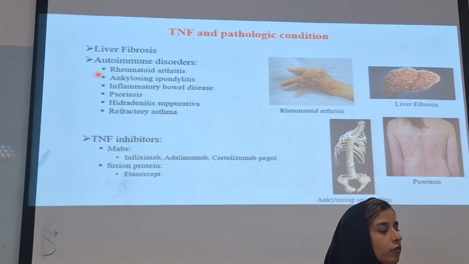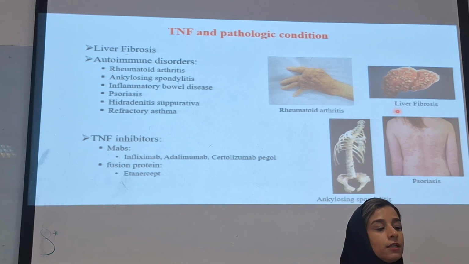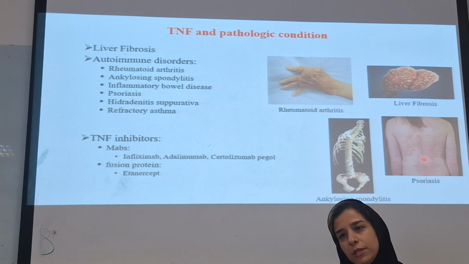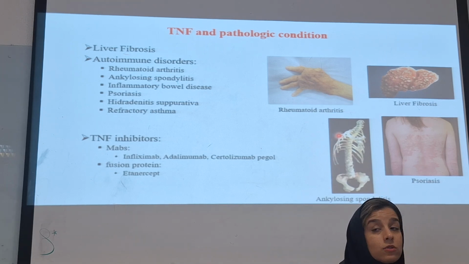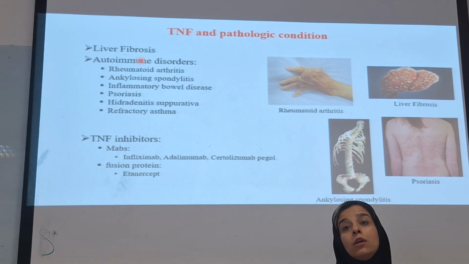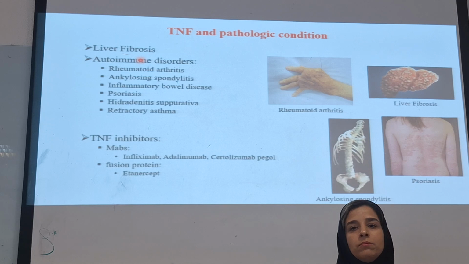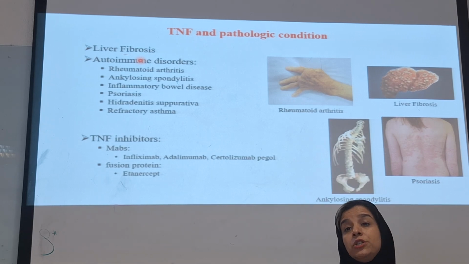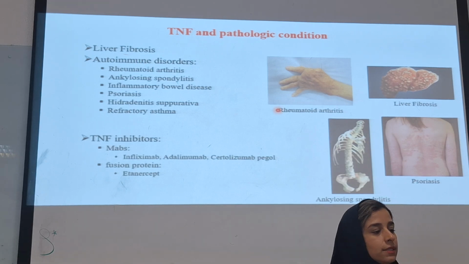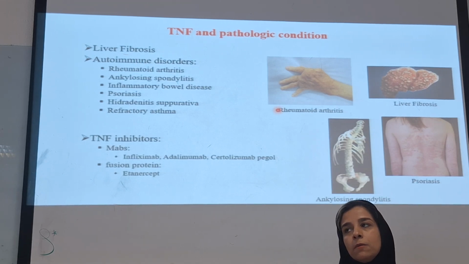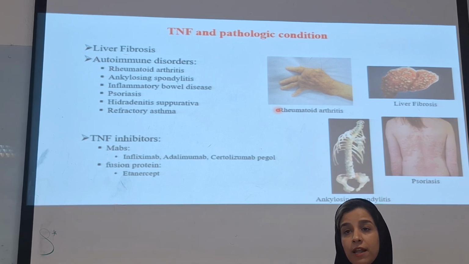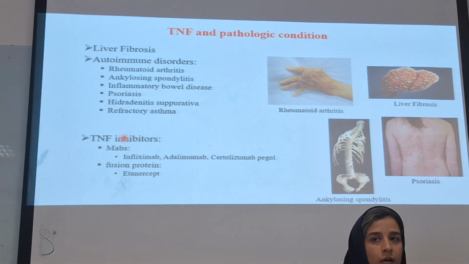For example, in rheumatoid arthritis, in liver fibrosis, in psoriasis, most of them autoimmune diseases or disorders, and in ankylosing spondylitis or AS, in all of them TNF is produced in huge numbers and leads to severe inflammation in a specific site of our body, and depending on the site, experiencing chronic inflammation leads to different types of disorders.